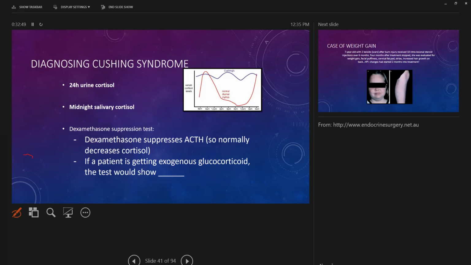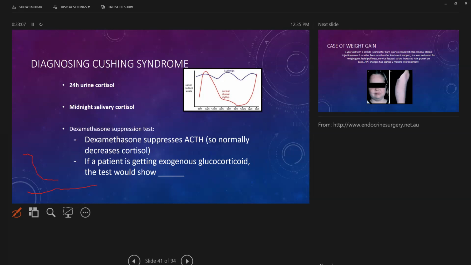And so it decreases the normal production of cortisol. Whereas in an abnormal test, you would not respond. It would come in and you would just continue producing cortisol. You may want to watch a video on this. It's not the most clear.